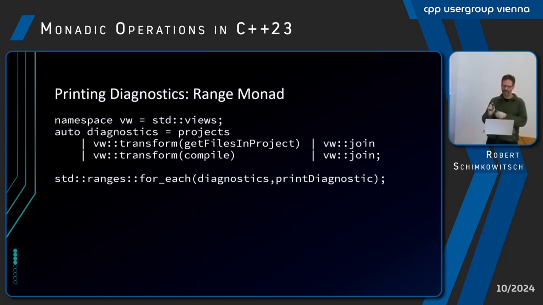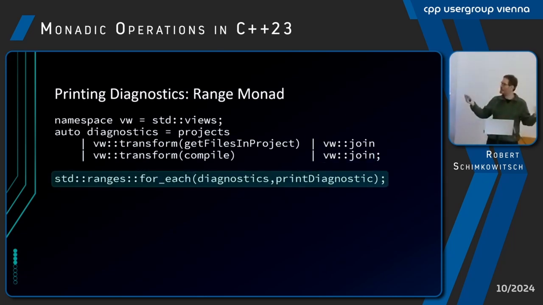That's the monadic style. Let's walk through it. We start with the project, and then we transform it into files using the get files in project. So now we have a vector of files. So we join, making it just a vector of files. Then we compile, which gives us a vector of diagnostics. So we join again, giving us just a vector of diagnostics, and then we can just loop and print.